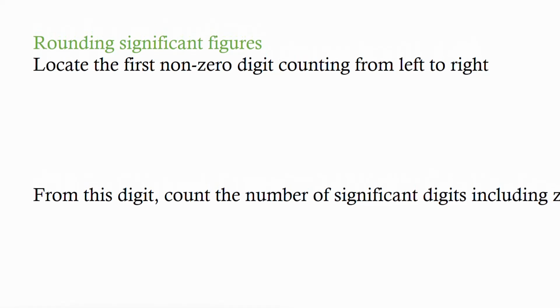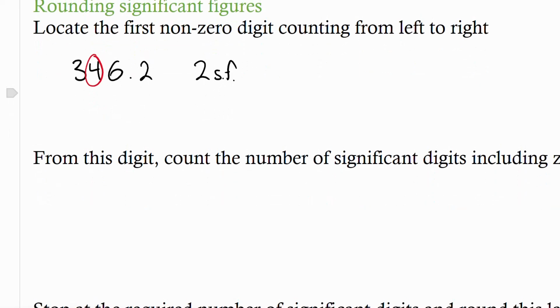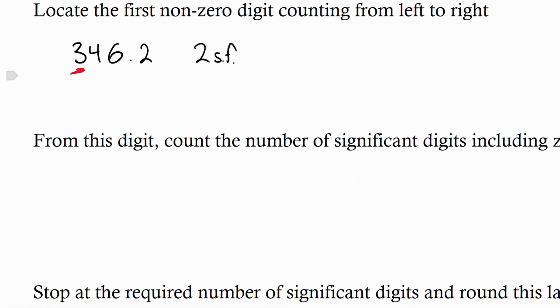We're also going to look at what we call significant figures. The first thing you need to do is locate the first non-zero digit counting from left to right. So let's say 346.2, and we want to go to 2 significant figures. The first non-zero digit is my 3, which is fairly easy.